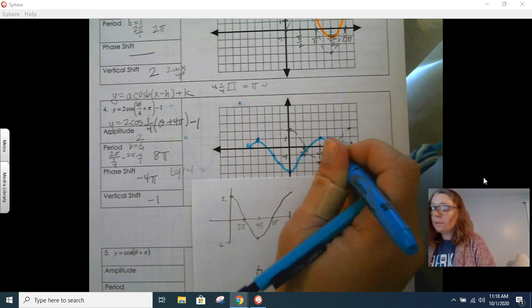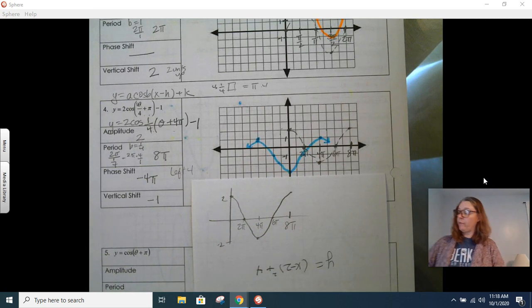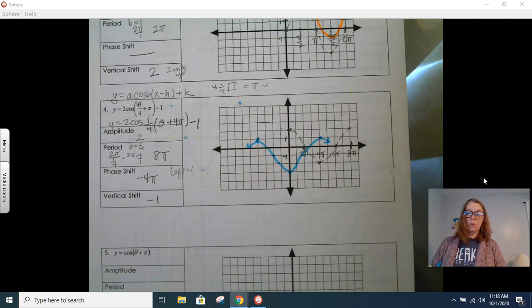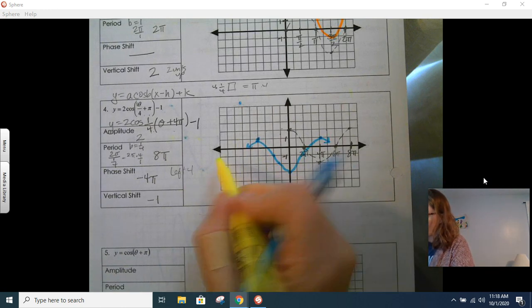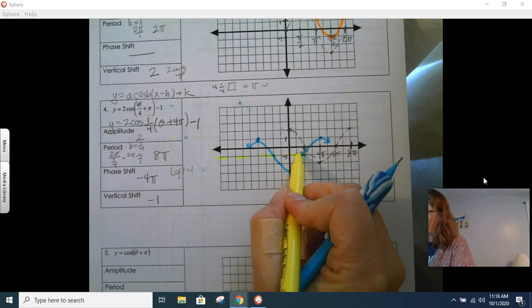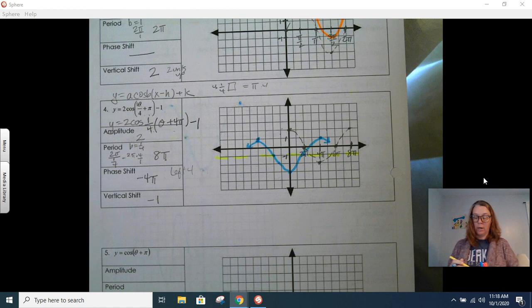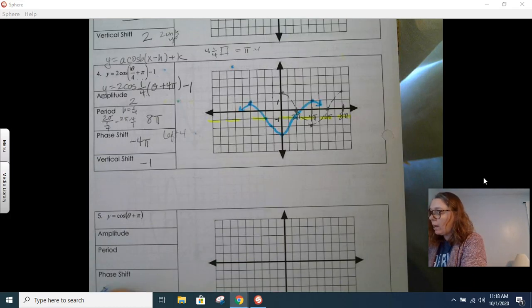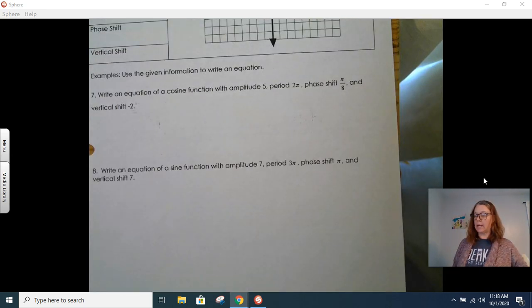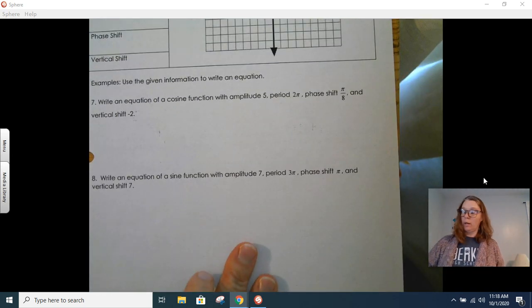Okay? Some people find it helpful, knowing that they have a vertical shift, to start out by saying, okay, I'm going to draw in my new midline, the new vertical center of my graph. And then that helps me to see my amplitude of 2. Okay, example 5 is the same as example 1. So yay, we don't have to do it. Isn't that exciting? Okay, one more of these guys, and then we'll practice with writing equations.